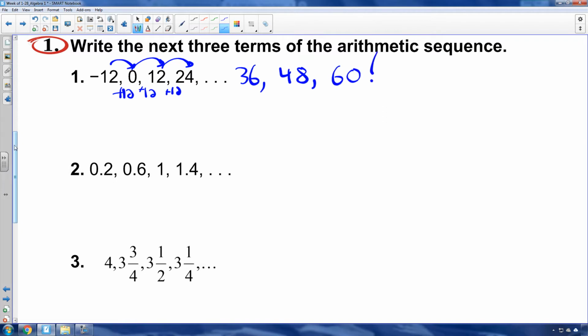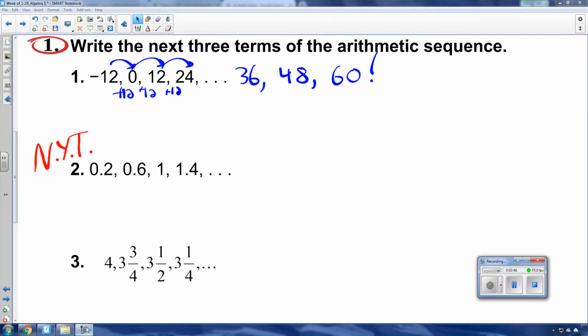So look at the next one and try to figure out the next 3 terms of the arithmetic sequence. This is your now you try. Pause the video and give that problem a shot. All right, so hopefully that was no big deal for you, piece of cake.